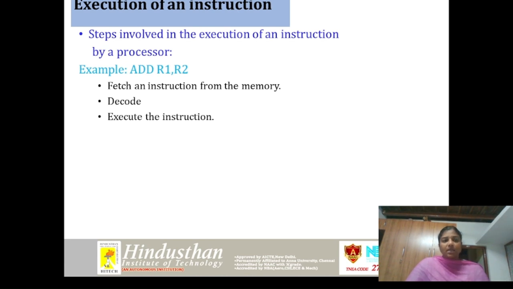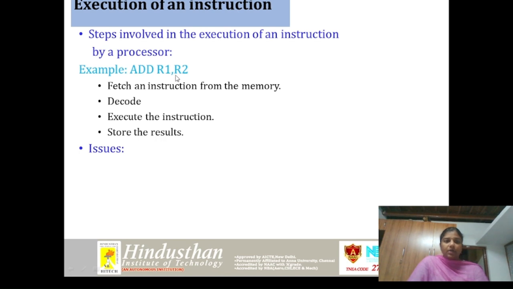And next one is executing the instruction. According to the input, it will be executing the instruction, and at last, after executing and the process is complete, it will be stored as a result. So consider an example like this.